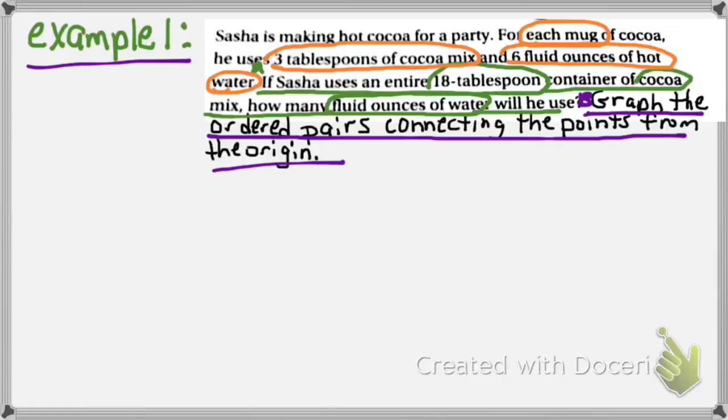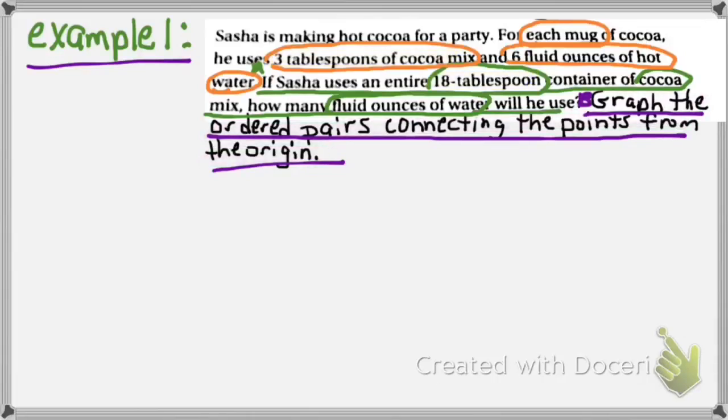What makes this question different from the questions in lessons 5 and 6 is this last part underlined in purple that says graph the ordered pairs connecting the points from the origin. When it tells me to graph the ordered pairs, I can't make a table that just goes from what I know, which is 3 tablespoons of cocoa mix, to what I need to find out, which is how much water you would use for 18 tablespoons of cocoa mix. What I need to do, since I'm going to be graphing it, is figure out every little section along the table until I get to my final end result. So let's see how we set that up.